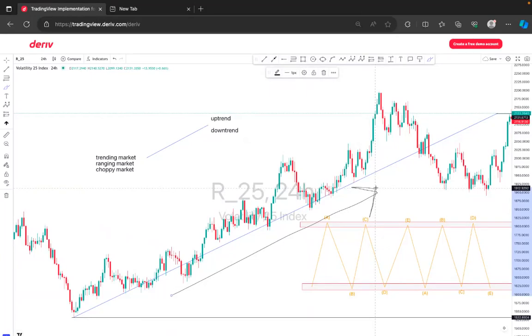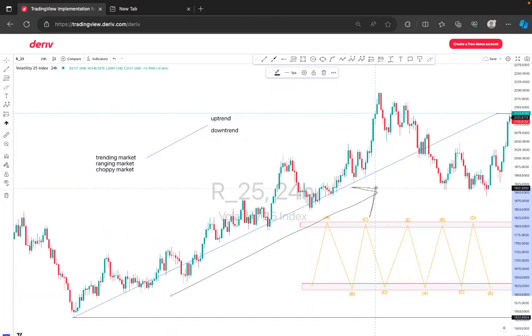They can actually ask you a question in the exam: what are the validations of an uptrend? Or how do we know that this market is in an uptrend or downtrend? That's when we come up with the validation of higher highs and higher lows. So what do we mean by higher highs and higher lows?